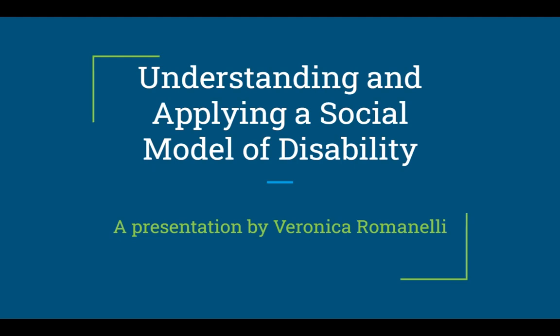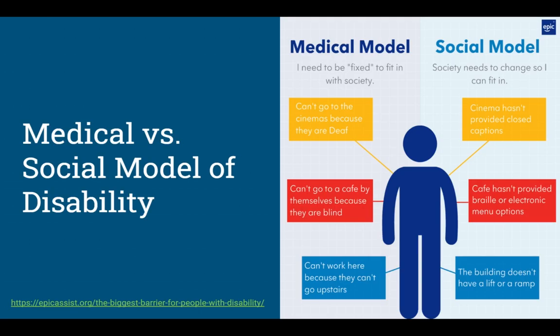Hello, today we have a presentation for the staff of the Osterhout Library in Wilkes-Barre, Pennsylvania, and this presentation is on understanding and applying a social model of disability. So before we can apply the social model, we have to understand it. And one way to do that is by comparing it with the medical model of disability, which is what we are trying to move away from.